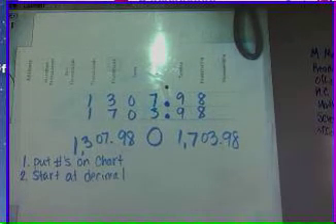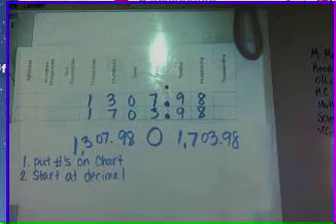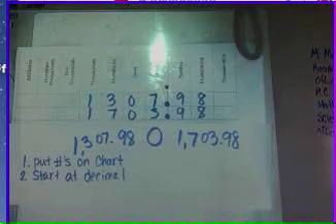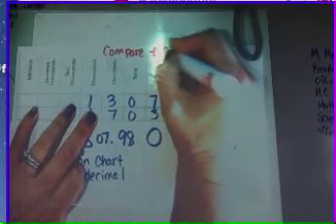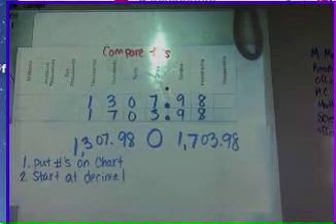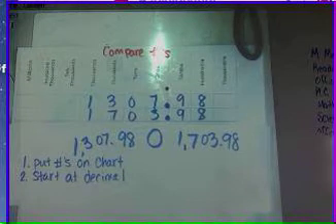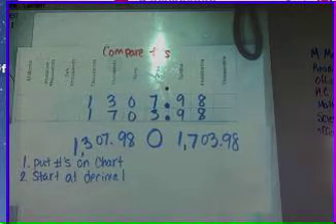Once I have my numbers on the chart, so I put my numbers on the chart, I start at the decimal. What do I do next? What would I do next to compare numbers? Anybody have an idea? What would I do next to compare numbers? Nobody has an idea? Want to take a guess? You're comparing two numbers. Gabby, what would you do?